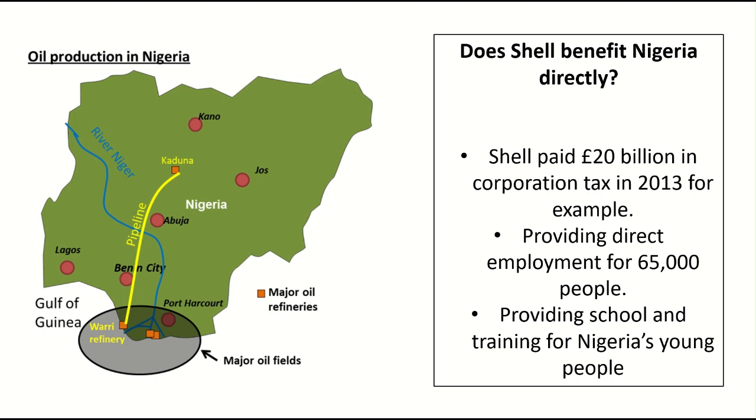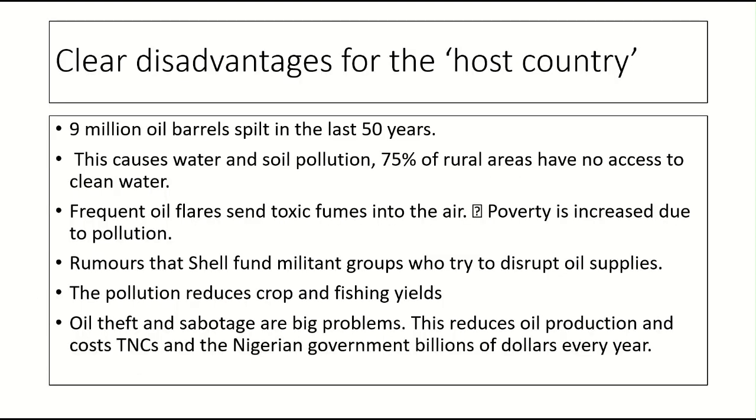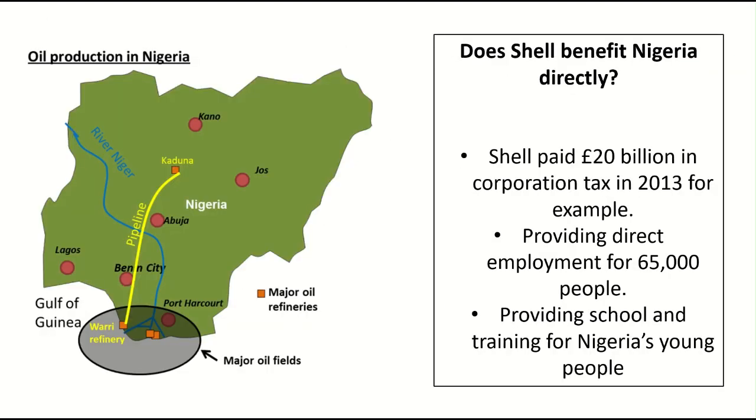In addition to that, Shell have provided training for Nigeria's young people. They've set up education programs, and they've also paid 20 billion pounds in tax in 2013. So Shell are clearly having a major impact on the economy of Nigeria. However, we need to be clear here that despite all these benefits, Nigeria is still an NEE, and as we're going to come on to, a significant amount of the country does still live in poverty.